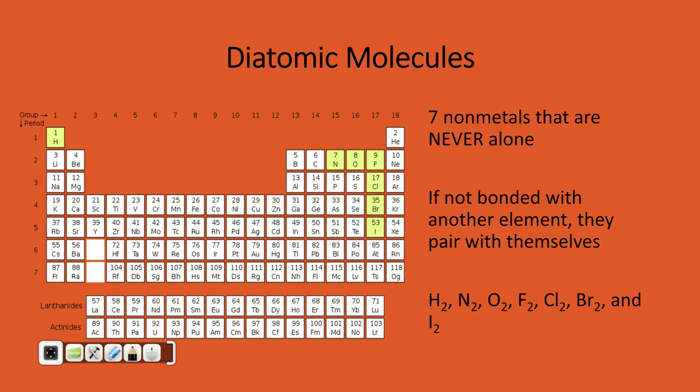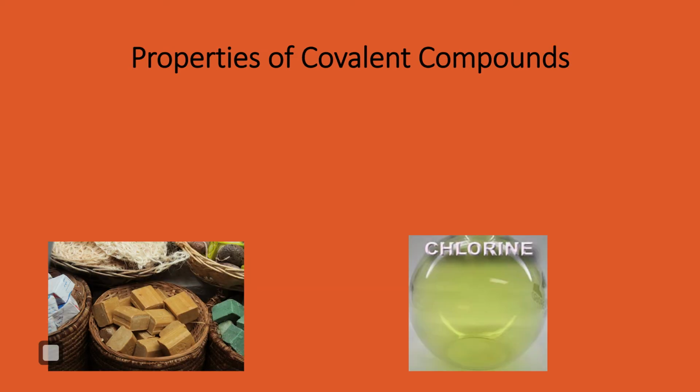So this is going to be important when we start doing some chemical reactions where if we say oxygen is formed or hydrogen is reacting, etc., that means you're forming the diatomic molecule, not just a hydrogen atom by itself or an oxygen atom by itself.